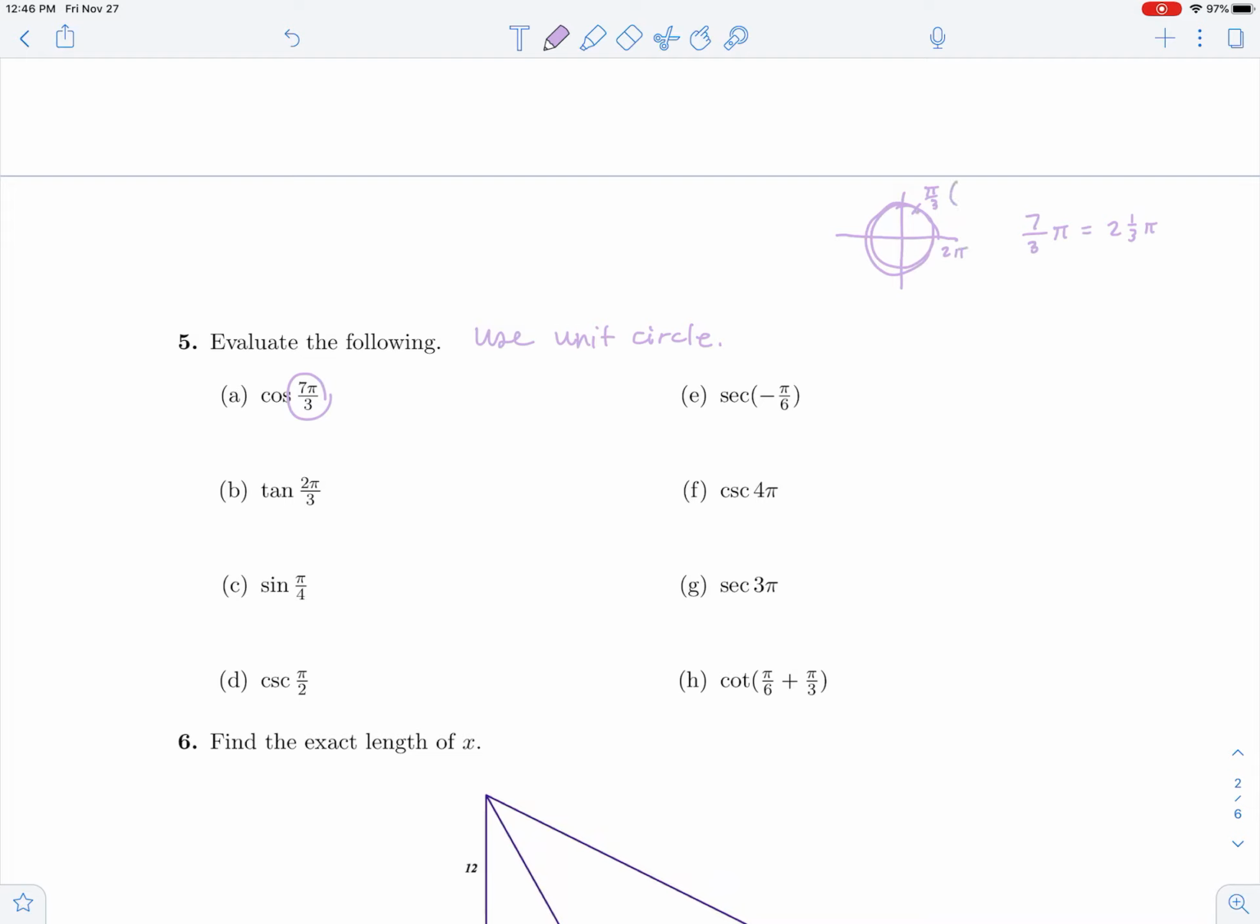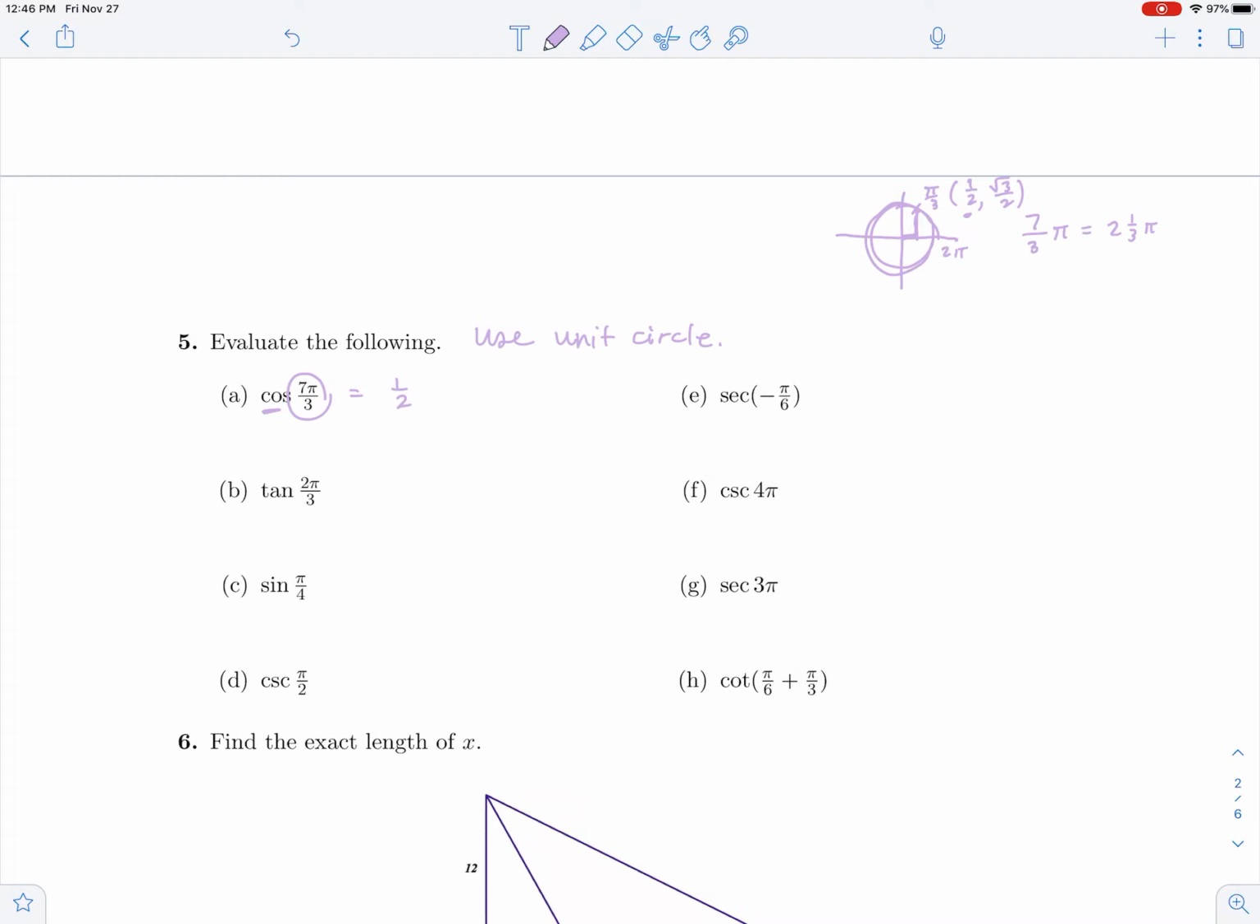And the ordered pair at pi over 3 is shorter in the x direction than it is in the y direction, so that means it's 1/2 in the x direction and √3 over 2 in the y direction. And then cosine is the y coordinate, so this will be 1/2. And you should be able to do the rest of those in a similar way.